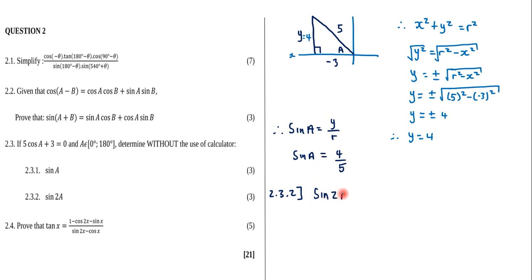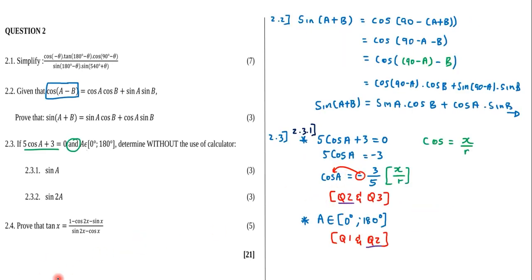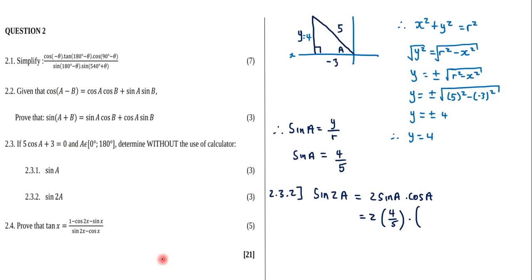Now sine 2a, this is a double angle. So now we know that this is 2 sine a times cos a, right? Now this is going to be 2 times, we know that sine a is 4 over 5, multiplied by cos a, which according to the instruction was minus 3 over 5. So I'm going to have minus 3 over 5, right?